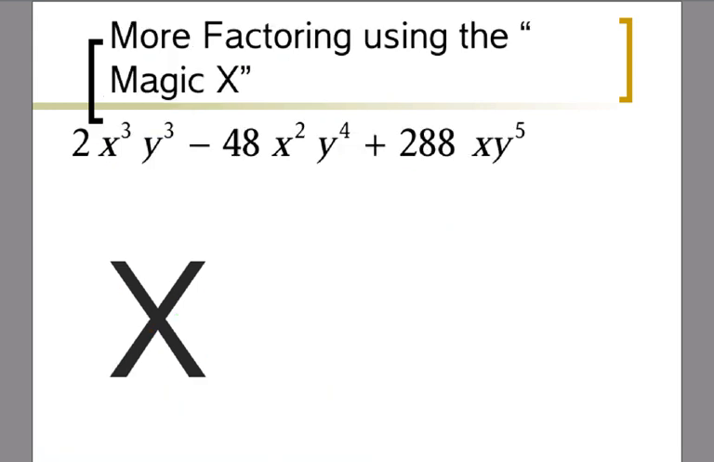Now in this problem we're going to factor some more using the magic x, but first we have to notice that there is actually a GCF, a greatest common factor, that needs to be taken out first. First of all, they all have a 2 in common.